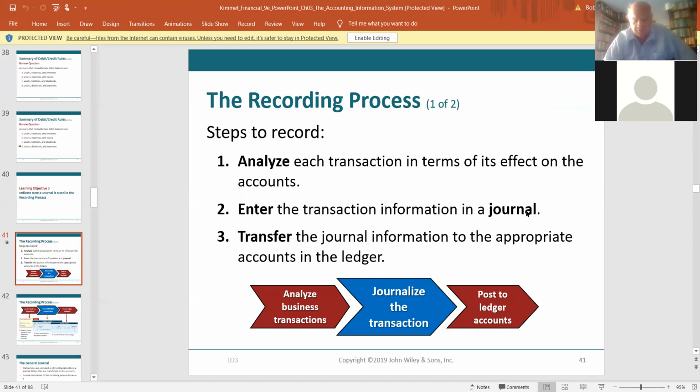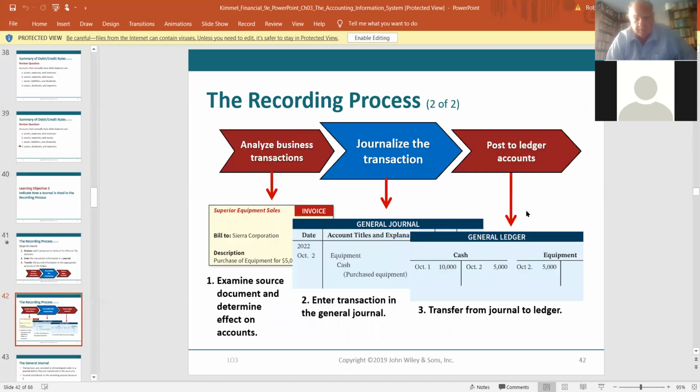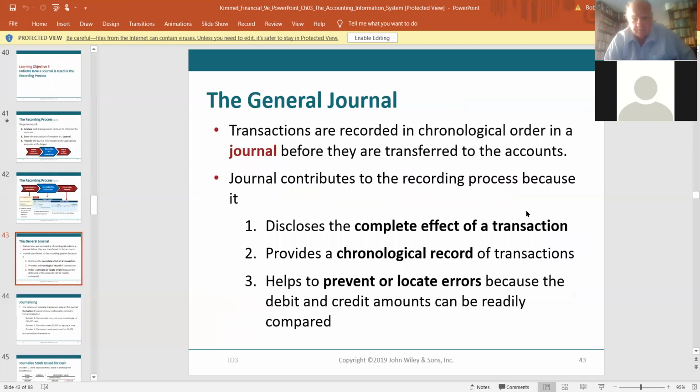So we analyze the transaction in the first arrow. Now we're going to journalize. We are going to write it. I don't like the way they're presenting this, but we're going to have a journal entry, and there's your general ledger. I'm going to skip this because that's terribly unclear. The general journal, that's what we're calling our journal entries.